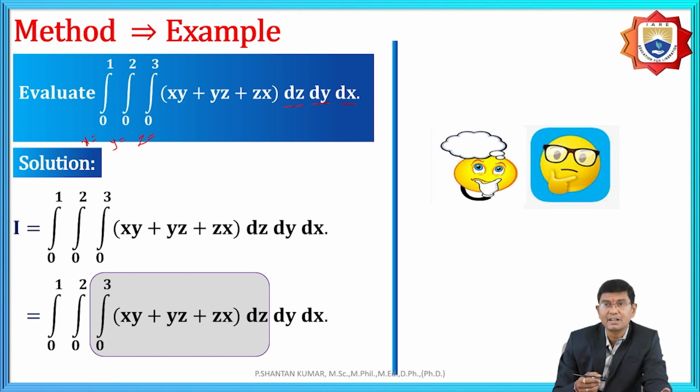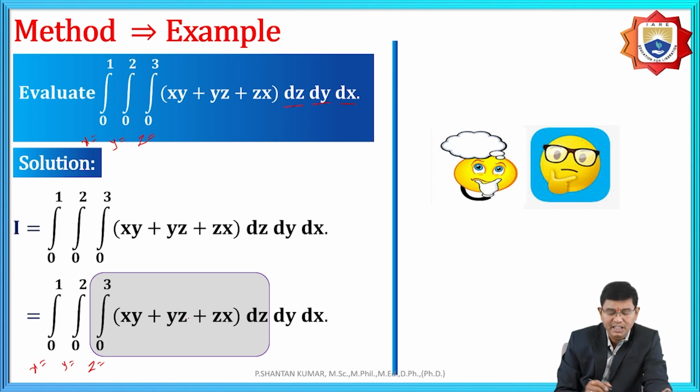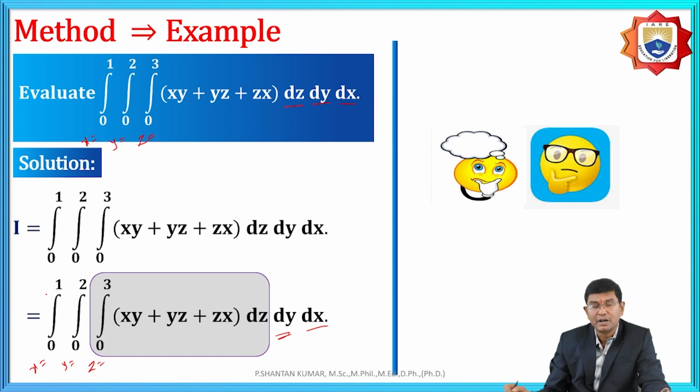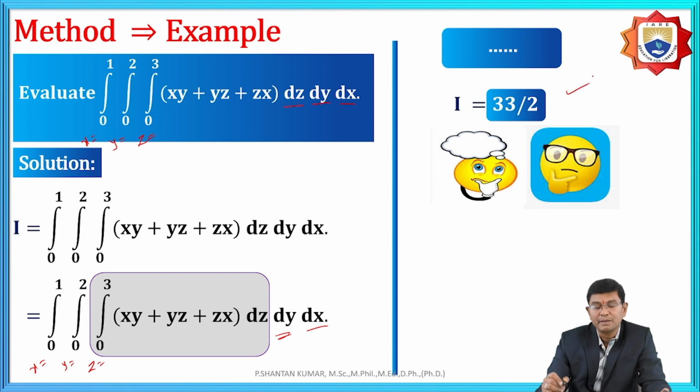After simplification, we need to integrate further with respect to y, with the replacement of the limits. First we replace with respect to z, the upper and lower limits 3 to 0. The second one is integrating with respect to y, with replacement of y equal to upper 2 and lower 0. Finally, we integrate with respect to x, the upper limit is 1 and the lower limit is 0. By doing all the steps, we finally obtain the solution 33 by 2.